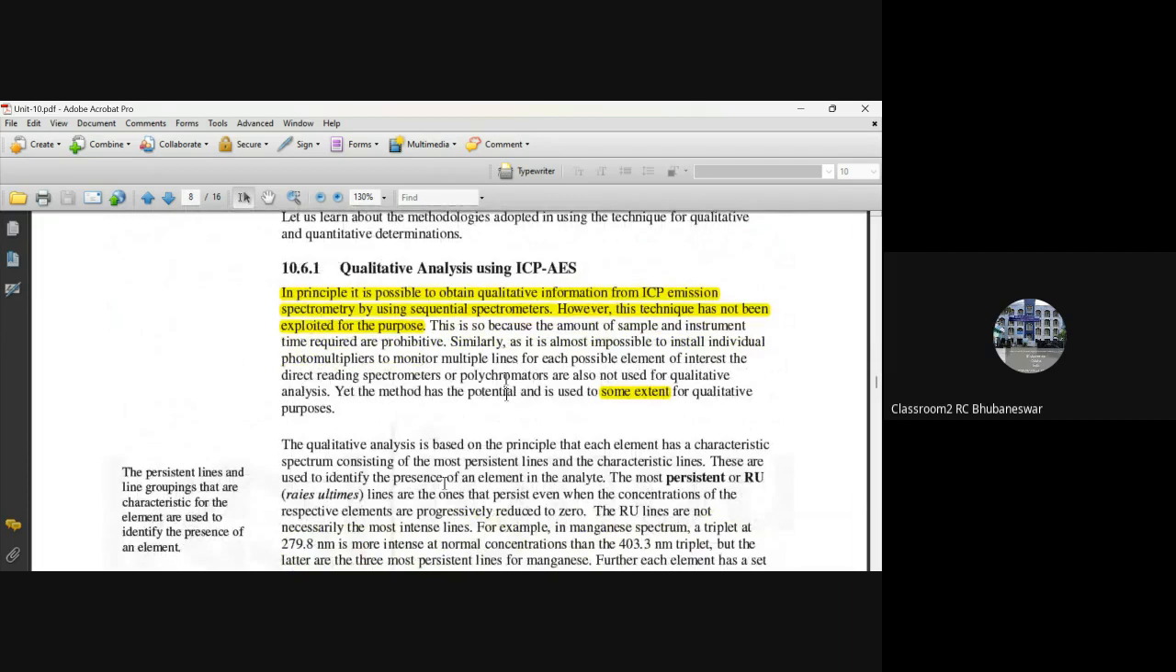So qualitative analysis using ICP-AES, how to do that? Actually, it's difficult. In principle, it is possible to obtain qualitative information from ICP emission spectrometry by using sequential spectrometers. However, this technique has not been exploited for the purpose of qualitative analysis.